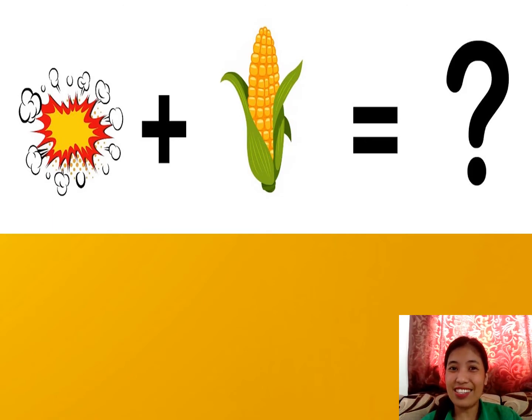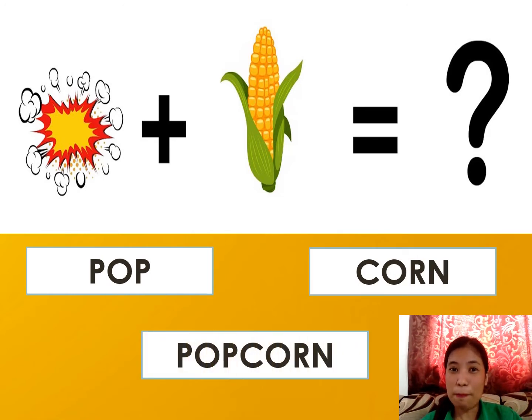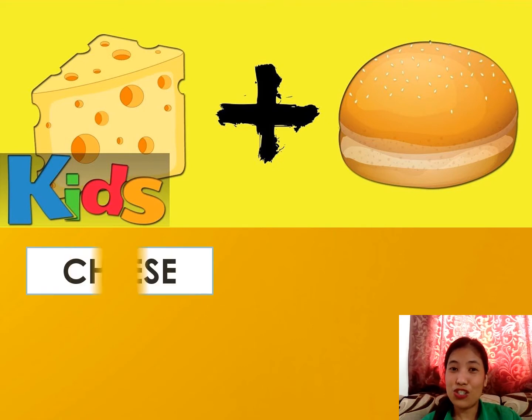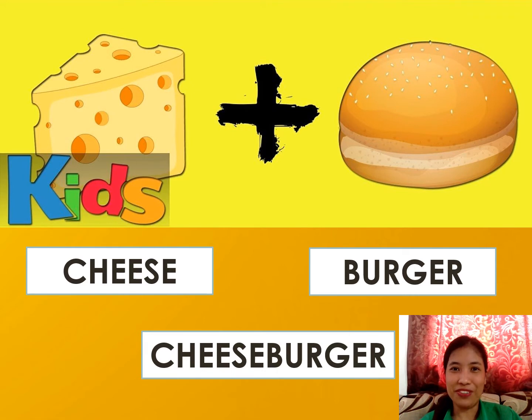Moving on, can you guess it? Great, that is pop plus corn. That is a popcorn. Do you love to eat popcorn? Great. How about the last one? We have cheese and burger. That is a cheeseburger. Do you love to eat that also?